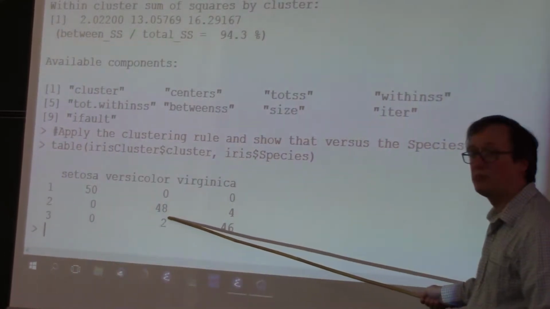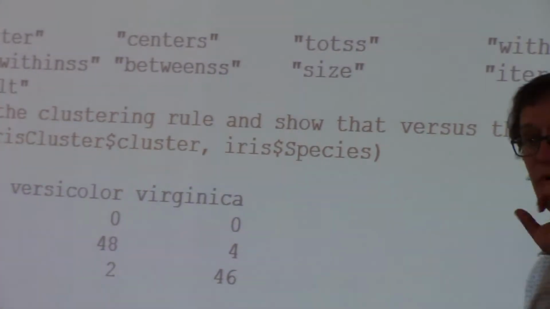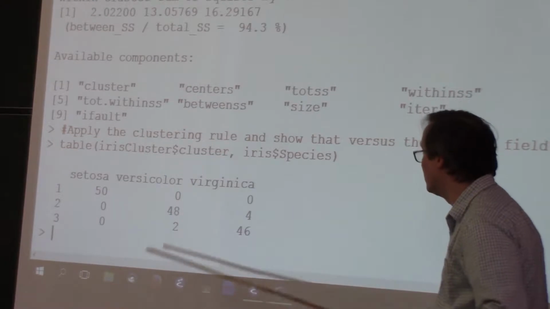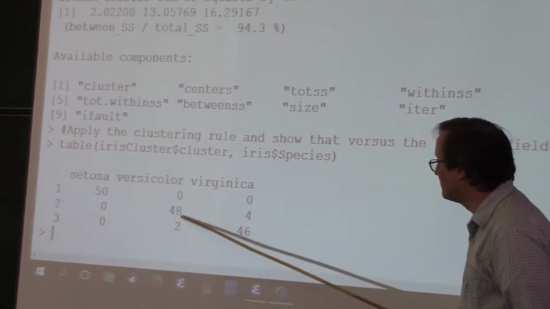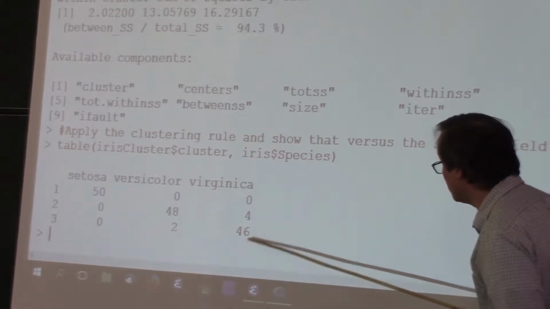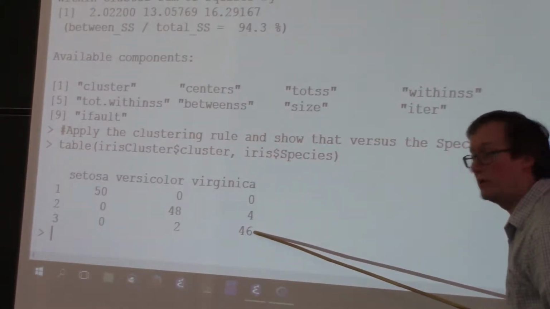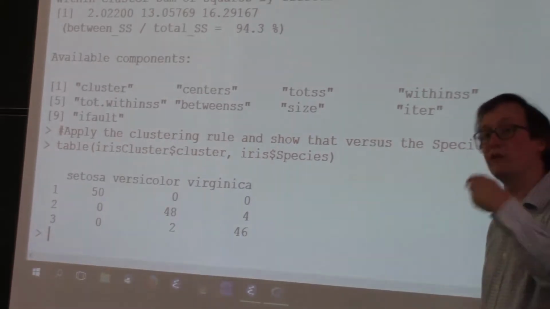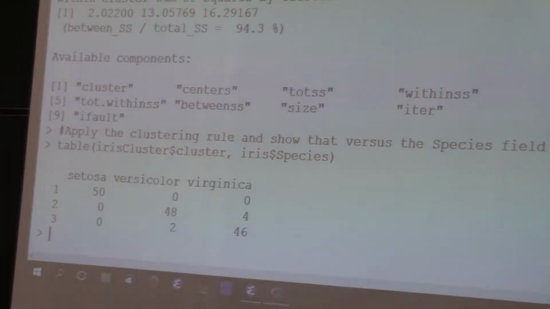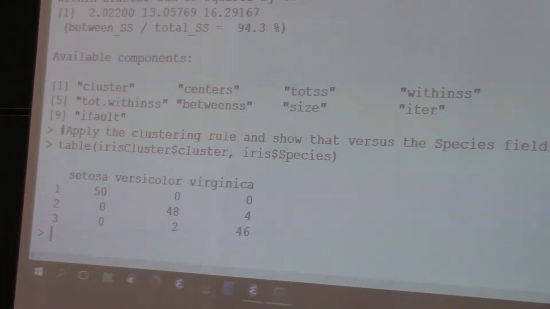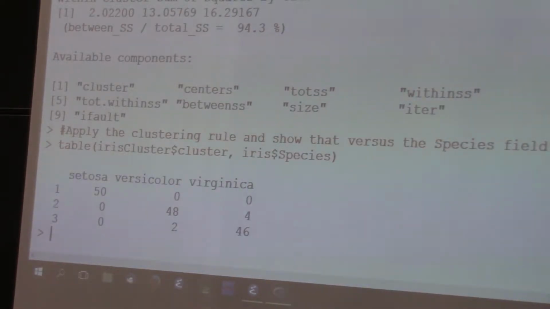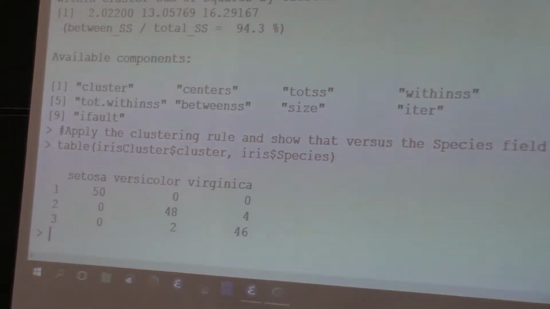Versicolor was a little more problematic. Versicolor and Virginica were kind of a smear in a way, that we had green dots and blue dots that were commingled. So we see that Versicolor was mostly put in group 2, but 2 of them leaked over into group 3. And Virginica, 46 of them were put in group 3, but there was a little bit of leakage into group 2, that 4 of them were mislabeled there. So having this kind of information is useful in seeing whether the clusters that were derived from the data represent the associations that we know, the class labels that we know to be applicable.